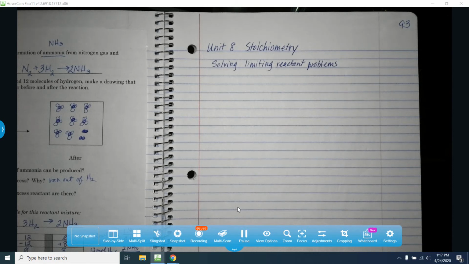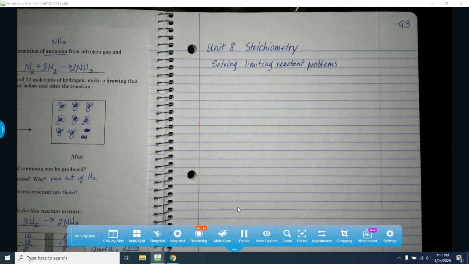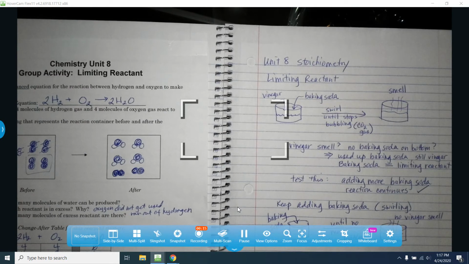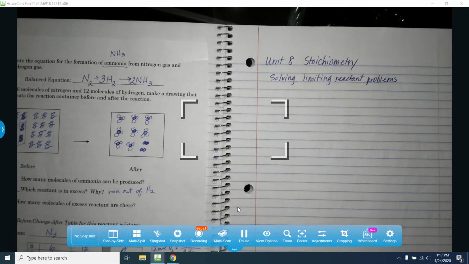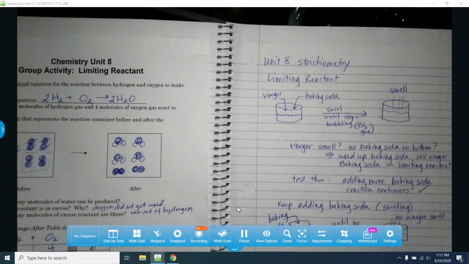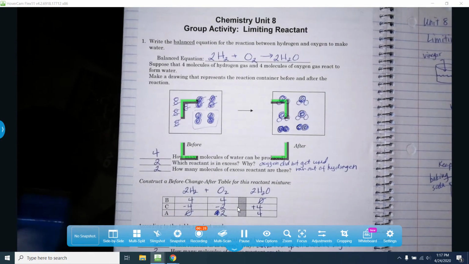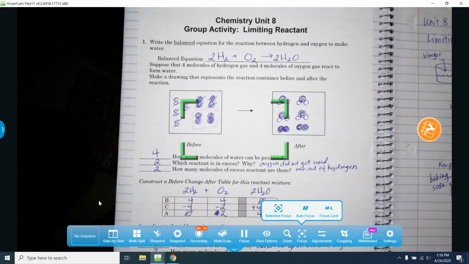Hello, everyone. All right, we are in Unit 8, Stoichiometry, and the last lesson we had was a conceptual one, where we drew out the pictures, and hopefully we understood that the balanced equation is different than your starting amount, so you have to distinguish between the two.